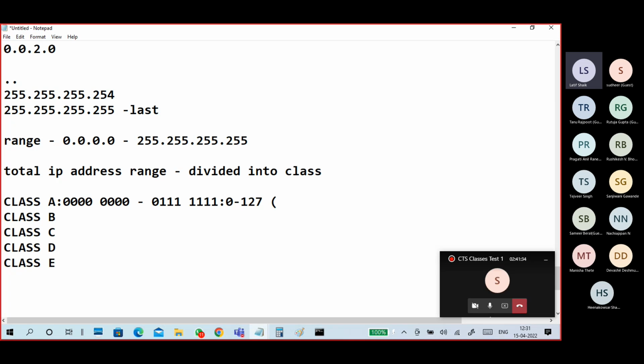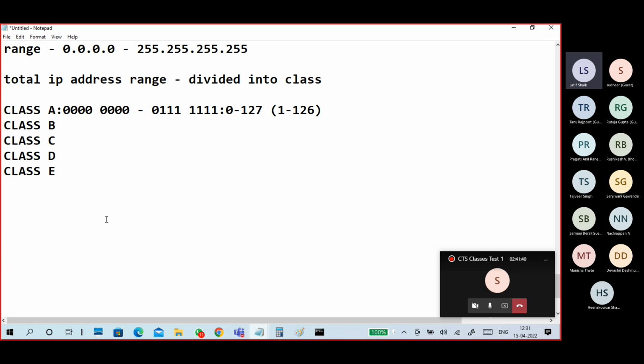If you search in certain textbooks, they write 1 to 126 only, because there is a reason. The reason is that 0.0.0.0, starting with 0, we also don't use. This is a reserved IP address for certain protocols.